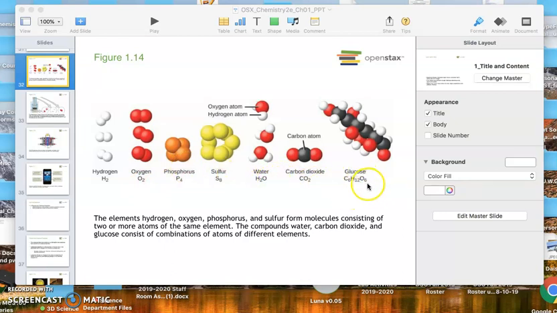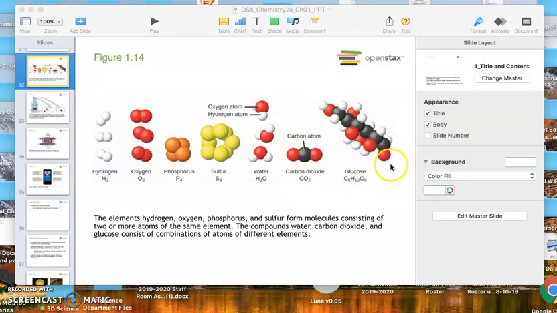Here there are only three compounds. Again, a compound is something that has two or more different elements stuck together. And so here we have two elements, hydrogen and oxygen, stuck together to make water. Here we have carbon dioxide, CO2, carbon and oxygen stuck together.